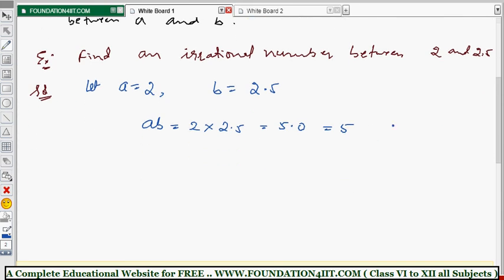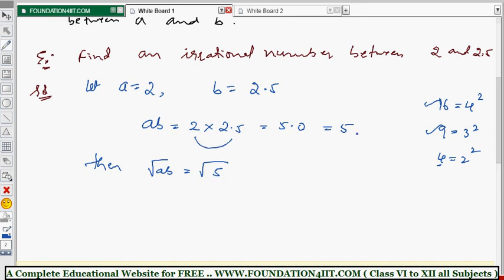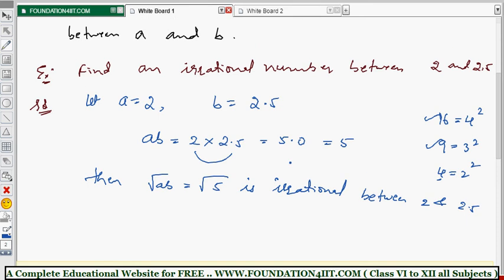Perfect squares are like 16, because you can write 4 square, and 9 you can write 3 square, and 4 we can write 2 square. So these are perfect squares, but 5 you cannot write as any number squared. Then A into B is 5, which is not a perfect square. Then the square root of A into B, that is the square root of 5, is an irrational number between 2 and 2.5. That's it. You only have to test whether it's a perfect square or not. And we'll do a few more problems.